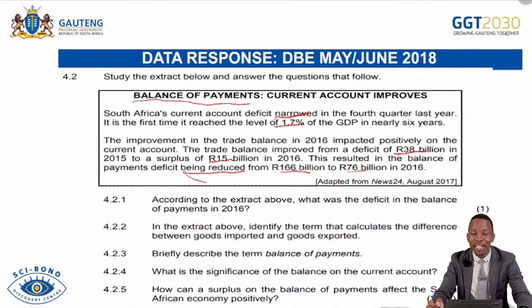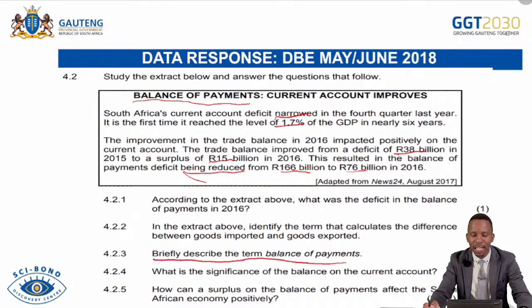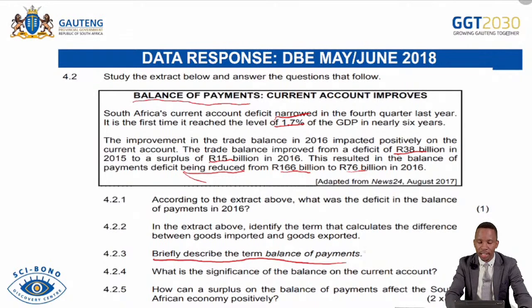The answer of the next question cannot be found in our extract. Briefly describe the term balance of payment. Now you can see that this definition is not anywhere around the given extract. So you need to use your content knowledge now. Avoid picking information from the extract and thinking you have a definition there. It will be wrong. Simply use your content knowledge in 4.2.3. In that case, anything 2.3 will be for you to use content knowledge.